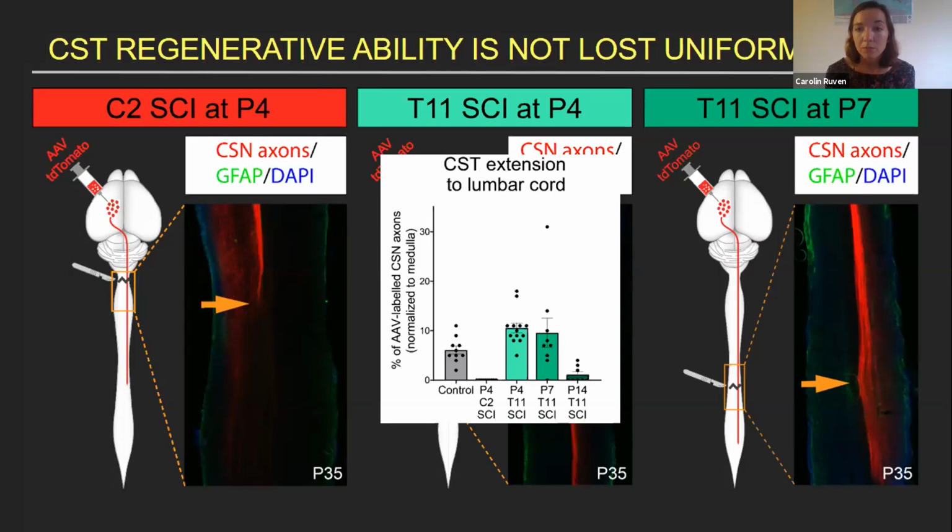So the main conclusion that I wanted to convey today is that the regenerative ability of CST is lost earlier than previously thought. It's already lost at least by P4 in the cervical segment, and the loss of this ability is not uniform across the entire length of the axon.